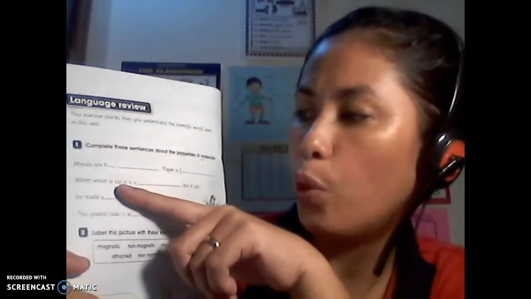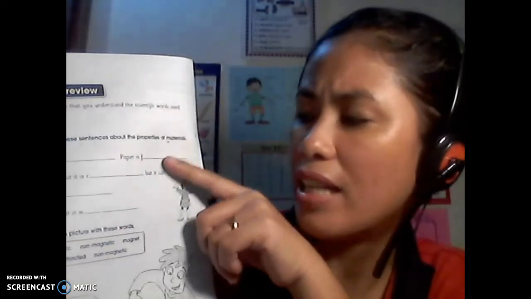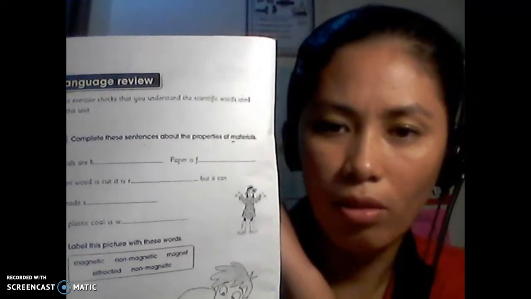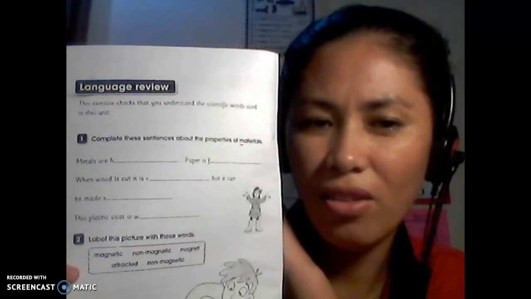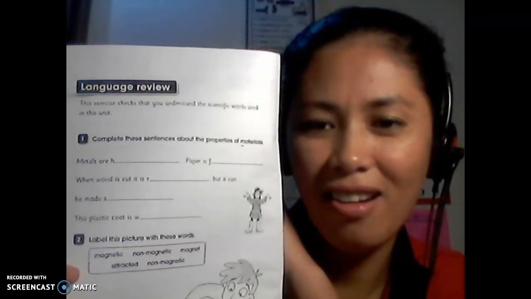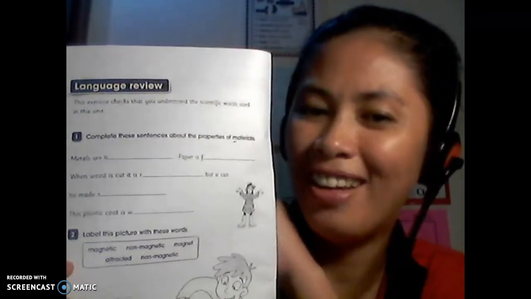And then, when wood is cut, it is... And it can also be... Wood can be what? That starts with R. What property is it? Smooth. So you know that. You're very smart. I know you knew it already.